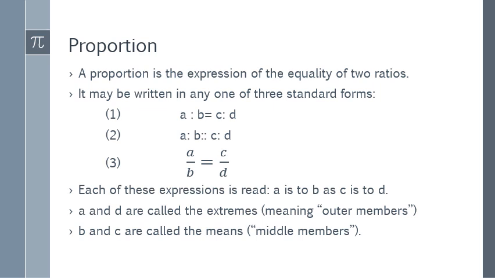Now, the proportion can be written in three standard forms. Number one is written as A colon B is equal to C colon D.